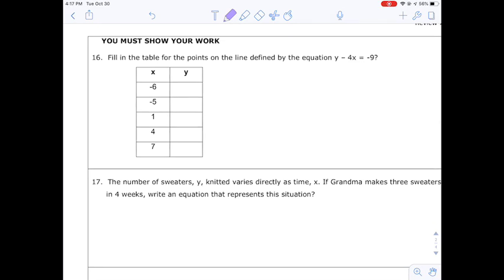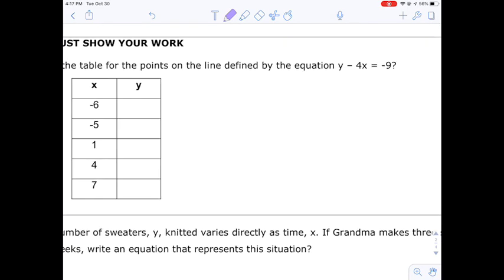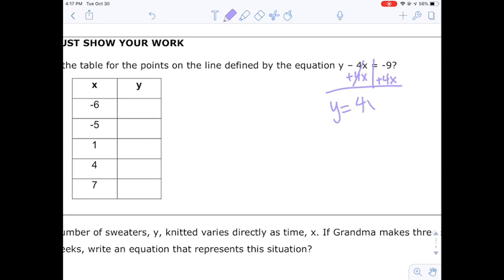Problem 16, they give us an equation and ask us to fill in the table, or maybe on the test they're going to ask us which table is correct. So in order to find a table, you could plug all of these things in. You could plug in -6 for x and solve for y. What I'm going to do instead is solve for y and put this in y equals in the calculator. So for y equals, I'm going to put 4x minus 9.